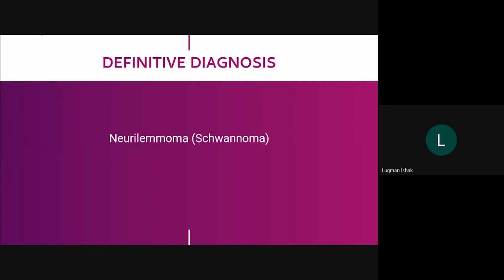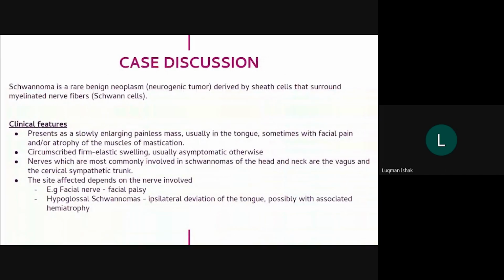Next. So the definitive diagnosis is leiomyoma or schwannoma. For case discussion, schwannoma is a rare benign neoplasm, which is a neurogenic tumor derived from sheath cells that surround myelinated nerve fibers, which are Schwann cells.